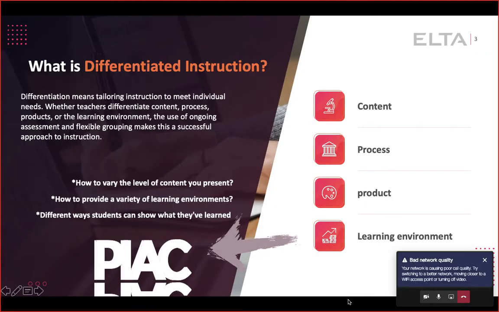Okay, as I said, the second thing is providing a variety of learning environments. As teachers, it's really hard for us to provide just one environment for the students so that they can learn effectively. What about providing different environments?